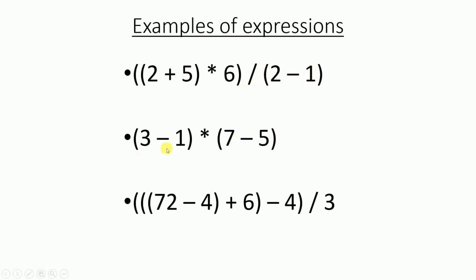So here this one will be performed, then this one will be performed, then the multiplication operation. Here I have again 3 sets of parentheses. The innermost set is 72 minus 4. Okay, next, what is 72 minus 4? It is 68. So 68 plus 6, 74. Then 74 minus 4 is 70. Then 70 by 3. That is how these expressions are evaluated. Actually, here I am just giving examples of these expressions. An expression is nothing but a combination of numbers and operators.